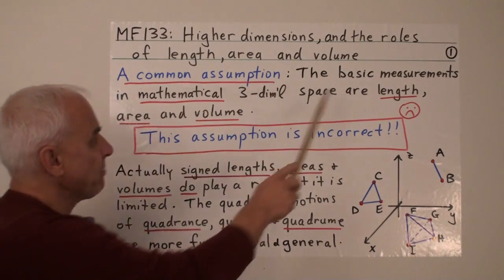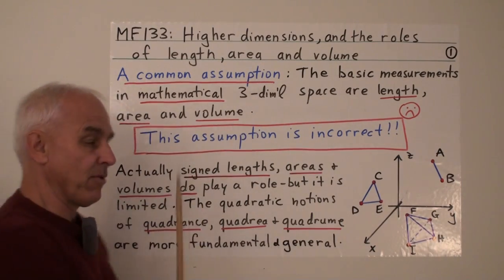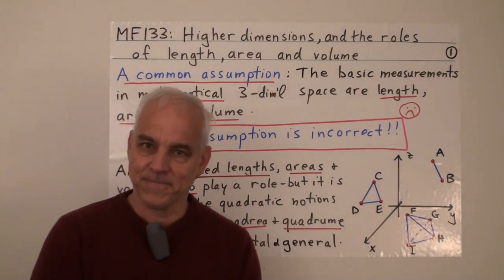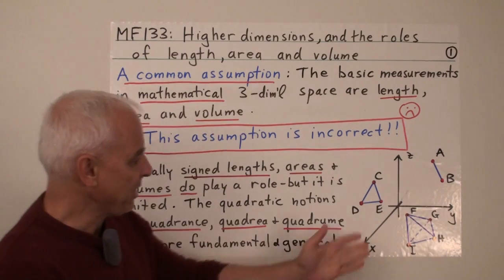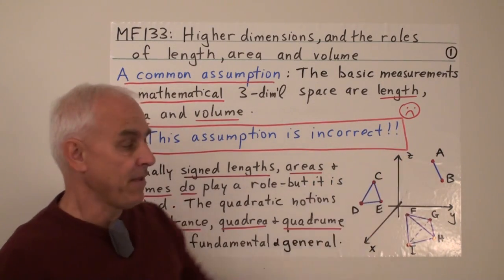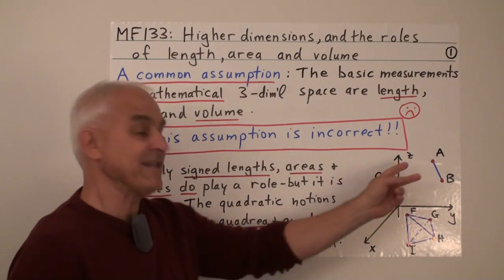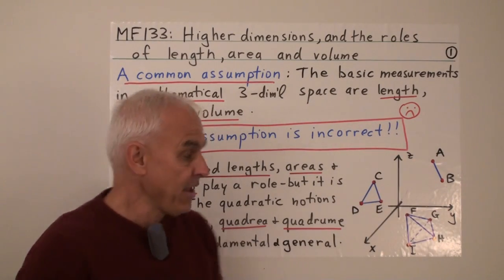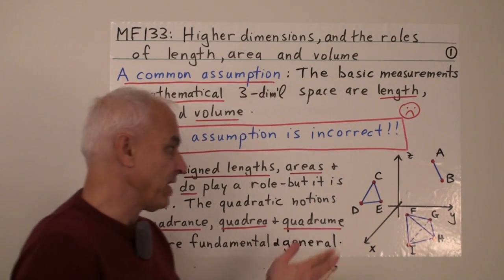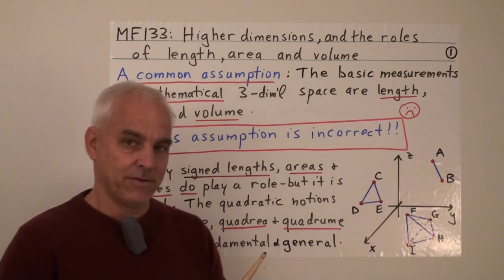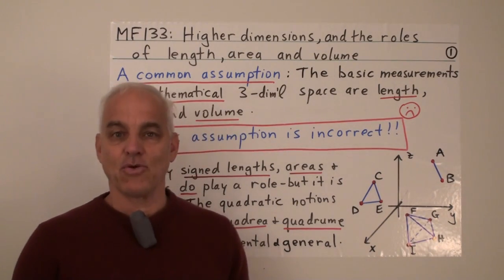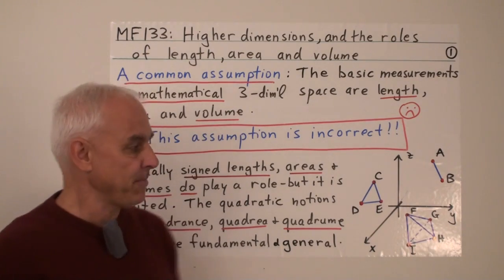And that is that the basic measurements in our mathematical three-dimensional space are length, area, and volume. So for example, here's our three-dimensional space. If we have a pair of points forming a segment, the natural question is usually, well, what is the length of that segment? If we have a little triangle, CDE, the natural question is, what is the area of that triangle? And if we have a tetrahedron, we generally ask, what is the volume of that tetrahedron?